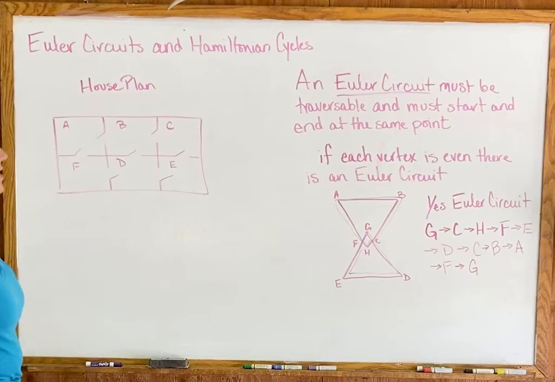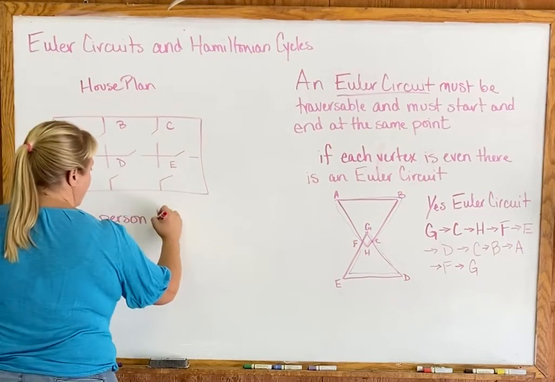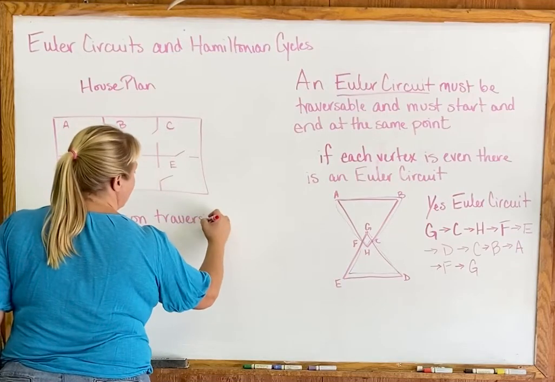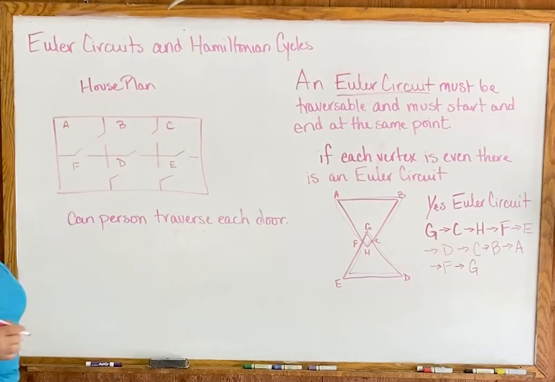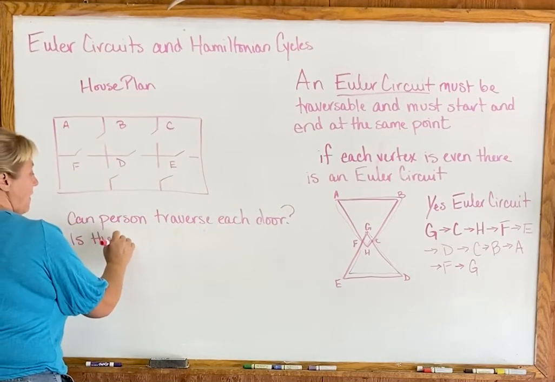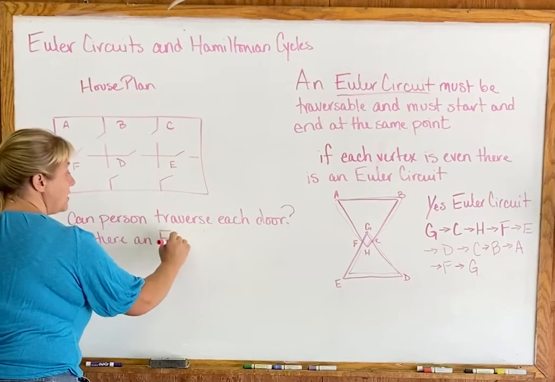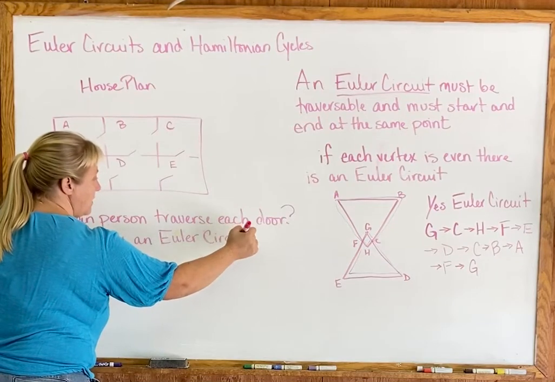Okay, so now the question is, can a person go through every door once and only one time? Okay, so can a person traverse each door? So can we go through each door one and only one time? And then we can even take it farther and say, is there an Euler circuit? So can we traverse it, and then can we start and end in the same room? Is there an Euler circuit?